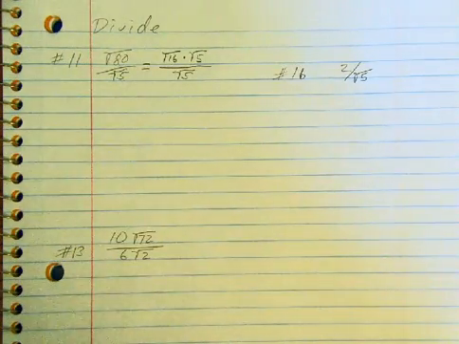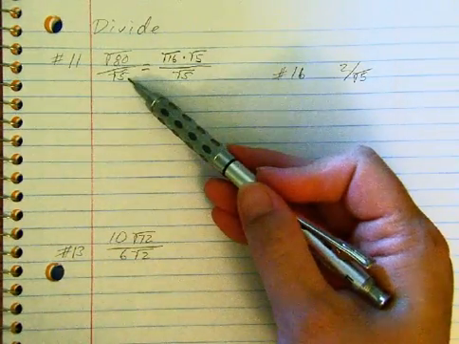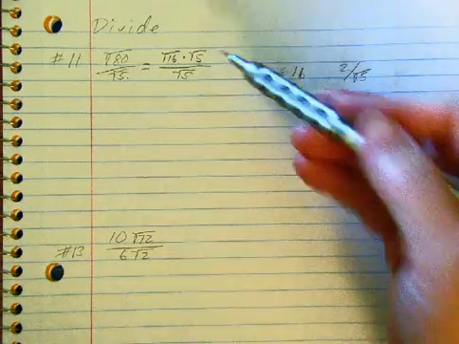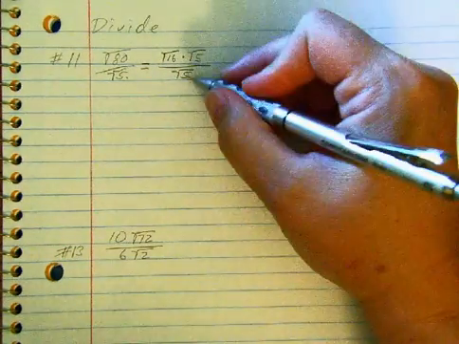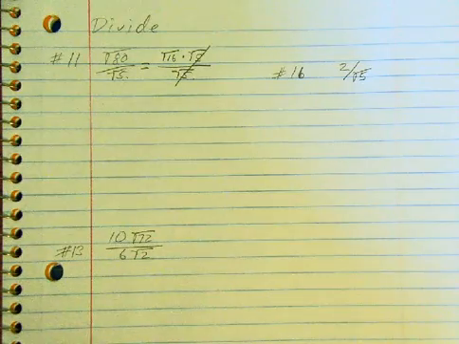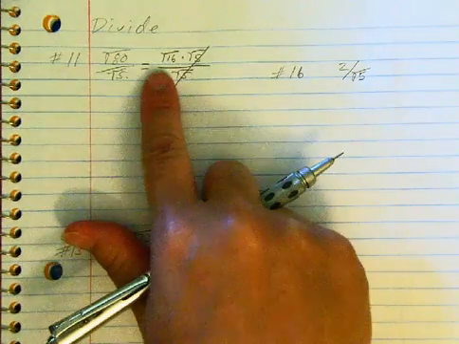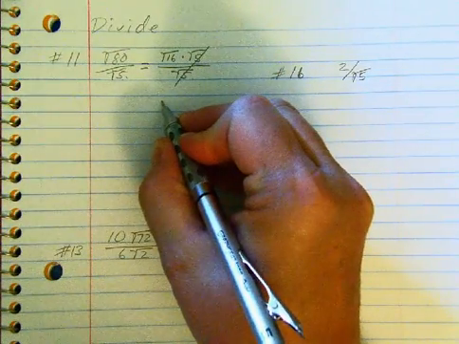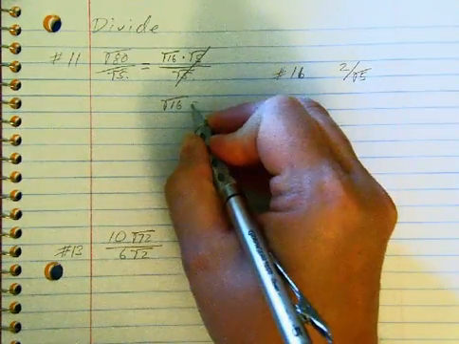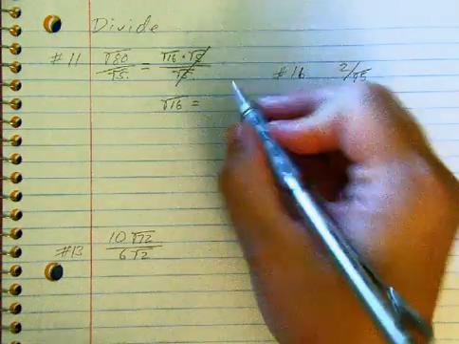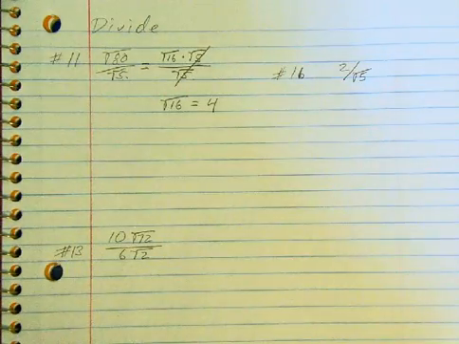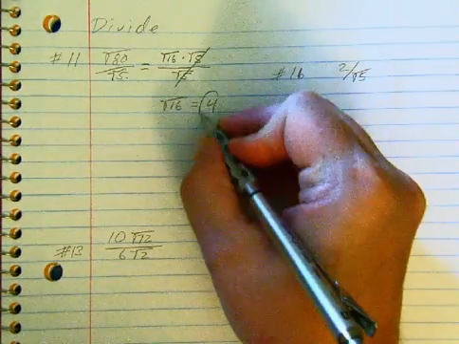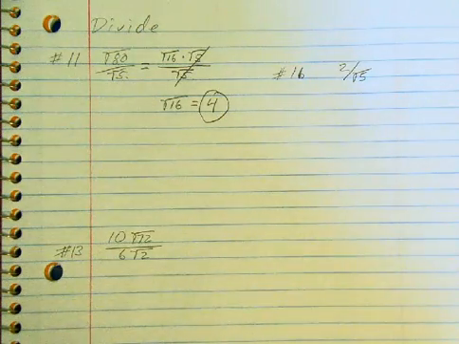The reason why I was looking for something that had the square root of 5, like my denominator, is because if I have square root of 5 over square root of 5, I can cancel those out from top to bottom. Now all I'm left with is square root of 16. Okay? And we know that the square root of 16 is a perfect square, and it's 4. So then our final answer for this one is 4.